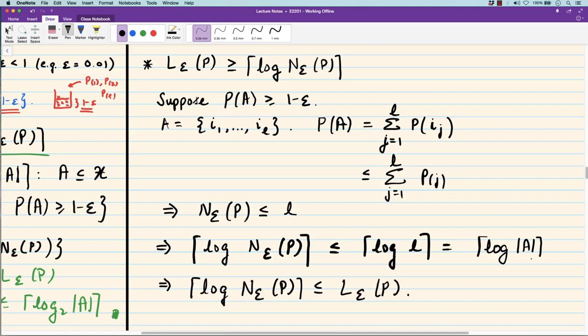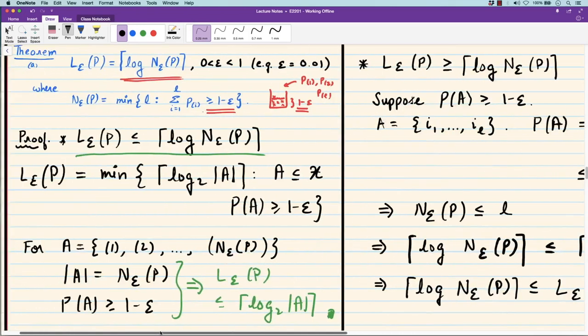Okay, so since we showed that any subset A with probability greater than 1 minus epsilon must have log of the cardinality of A exceeding this guy, from that it follows that the minimum over all such sets of this cardinality must exceed this bound. That's how we have shown this proof. Okay, so this is the second part of the proof. So our proof is complete. Okay, so what have we shown?